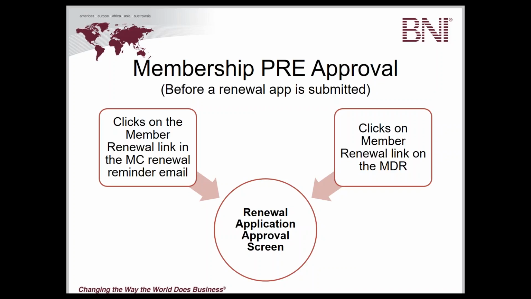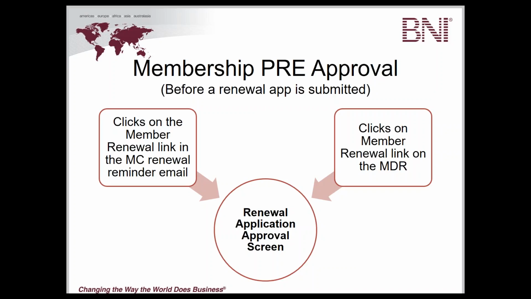The second way is there's a report in BNI Connect called the Membership Dues Report. Once online renewals is turned on, the Membership Dues Report will have a link on there as well that allows you to go through the roster and pre-approve those. So let's take a look at this pre-approval process real quick.